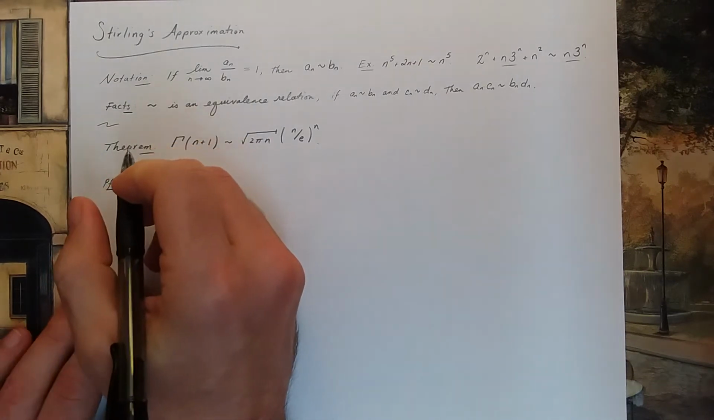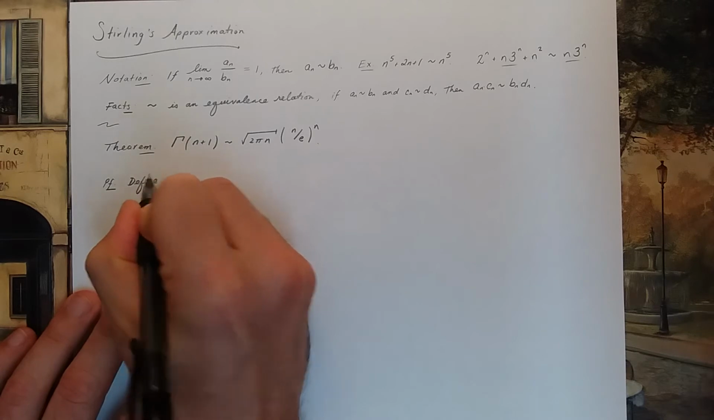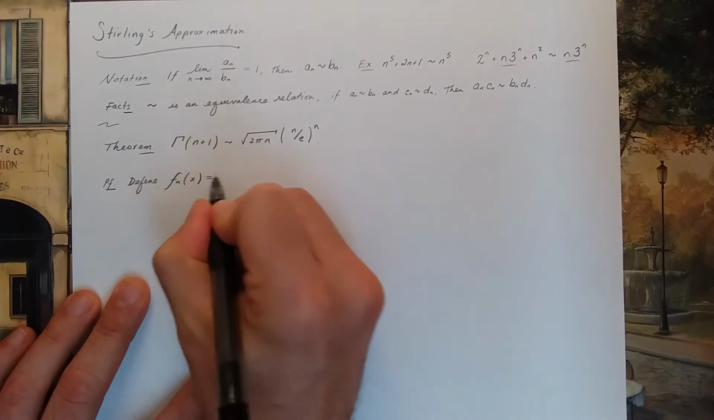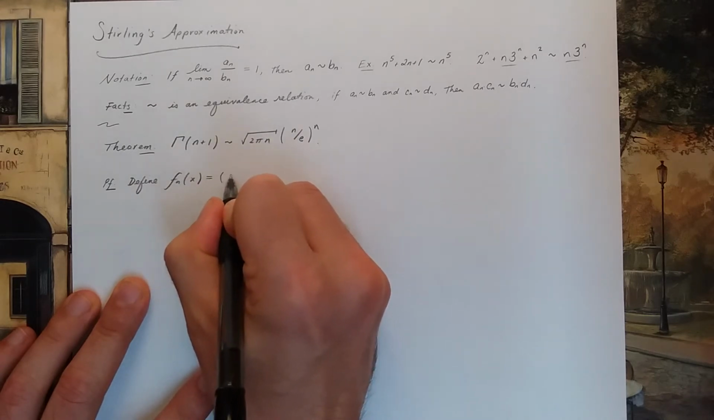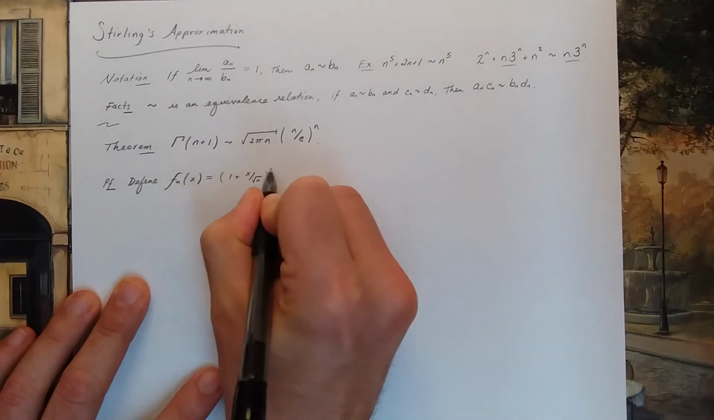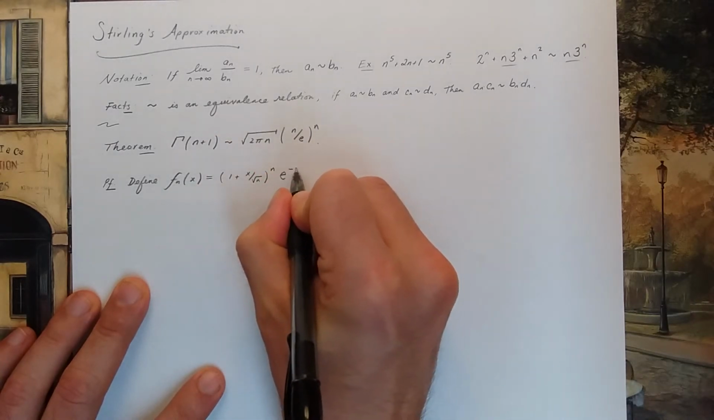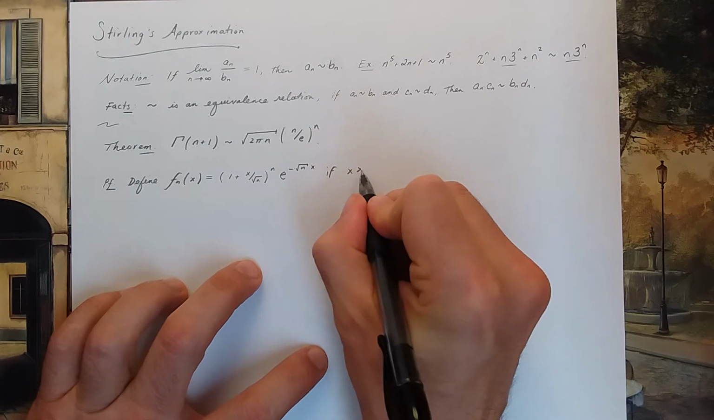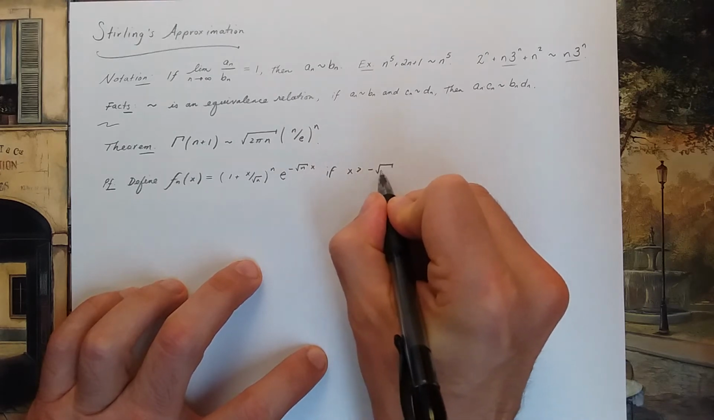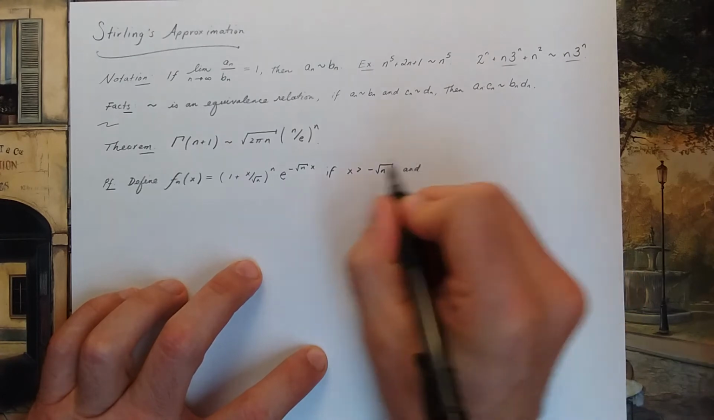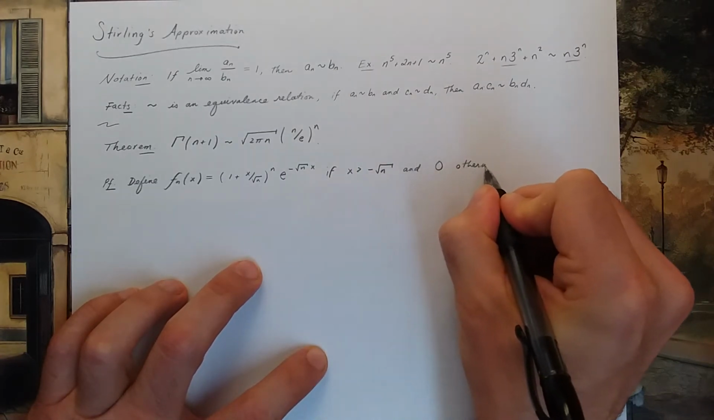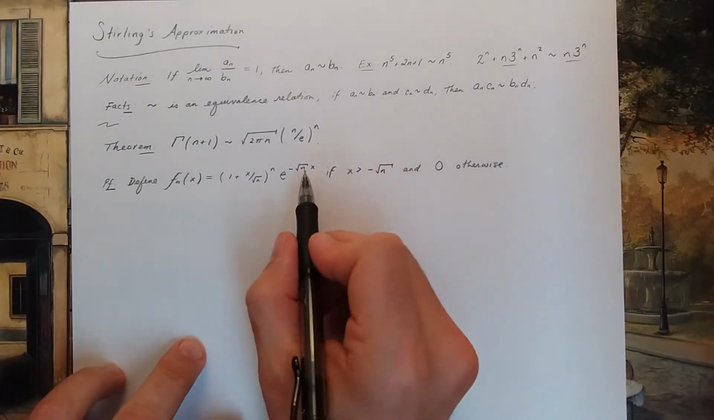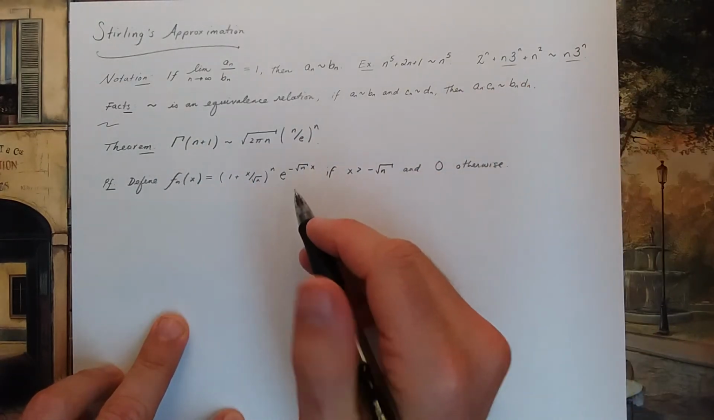So here's a proof. I'm going to define a function f of n in the following way. It's going to be equal to (1 plus x over the square root of n) to the n power, times e to the negative square root of n x, if x happens to be bigger than the square root of negative n, and I want it to be 0 otherwise. So I have this strange looking function, and understanding properties of this function will allow me to prove Stirling's approximation.